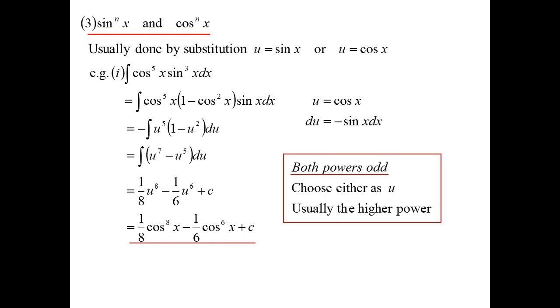That's why I always pull it out of the lower power, so my expansion is going to be easier to play with. Okay, now that idea is great when they're both odd. So if they're both odd, I can make a choice, but as I say, u will end up being the higher power. In other words, my du, it's the lower power that I'm pulling out.